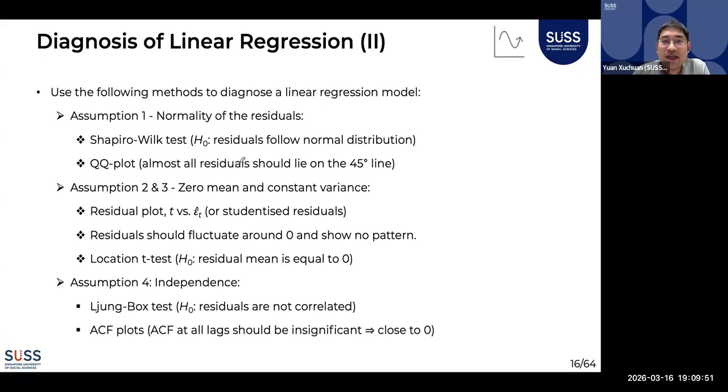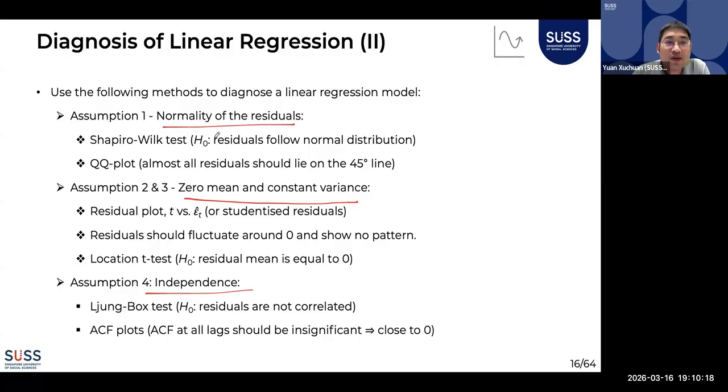So you need to check whether the residuals have a normal distribution with mean 0 and constant variance, and basically whether the residuals are IID normal with mean zero and a constant variance, right? And then the independence test. So all these tests you need to look at.